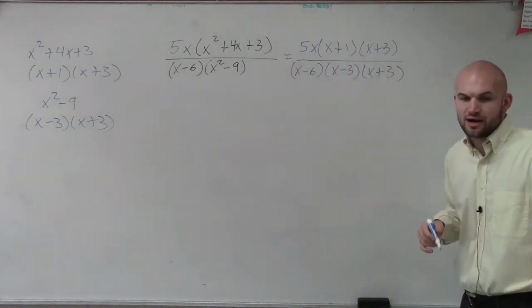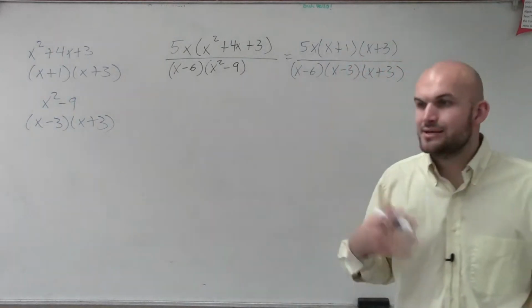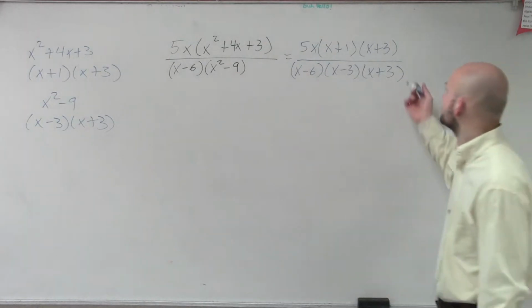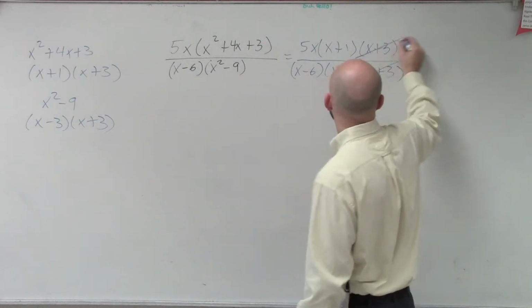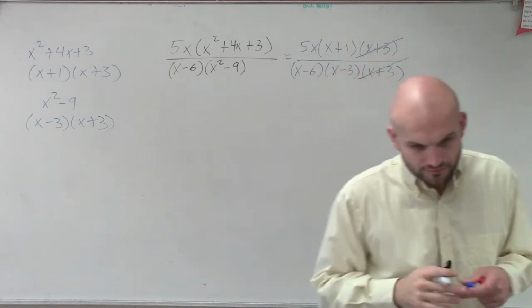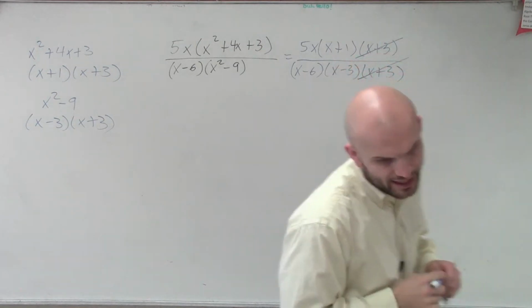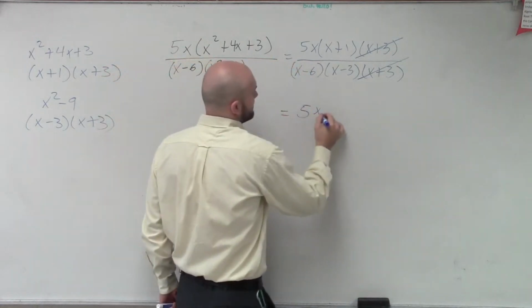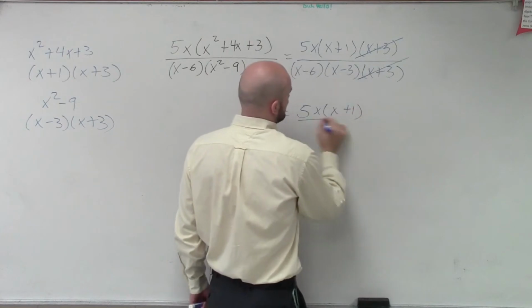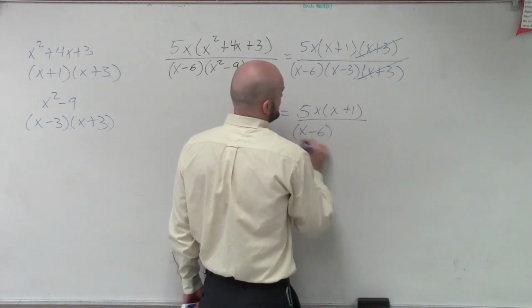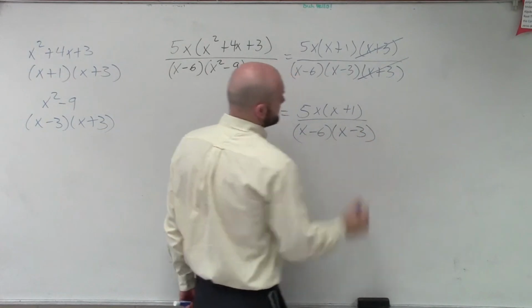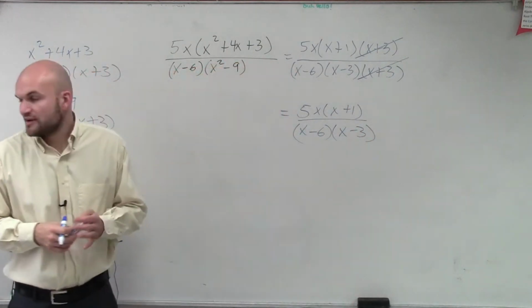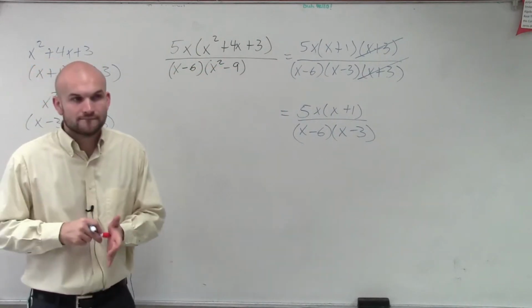Now we look at this and say, all right, what is going to simplify? Take out the x plus 3. Very good. And then our simplified version is going to equal 5x times x plus 1 over x minus 6 times x minus 3. This is in factored form, and it would be fine.